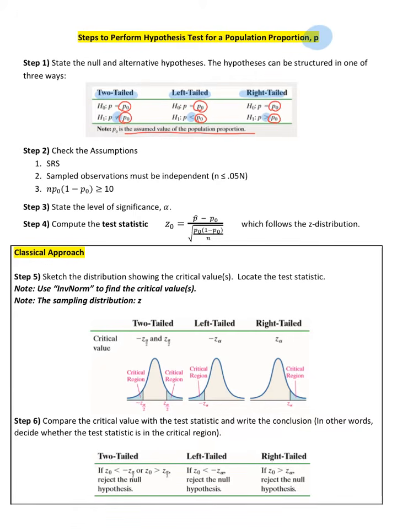Step 2, check the assumptions. You're going to have to check three things: SRS, and the sampled observations must be independent, so n is less than or equal to 5% of the entire population, and number 3, n times p naught times 1 minus p naught is greater than or equal to 10. Make sure you check all three assumptions. We want to make sure that the sampling distribution of the sample proportion is normal, right?